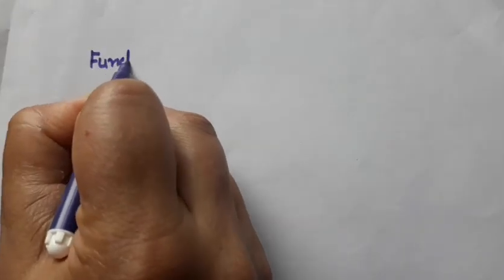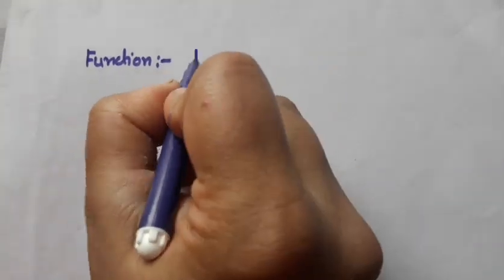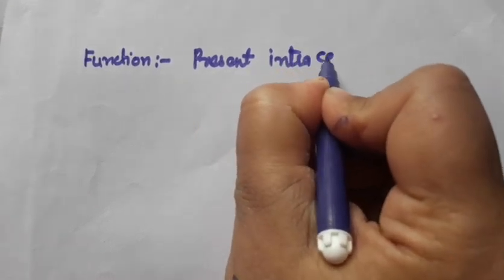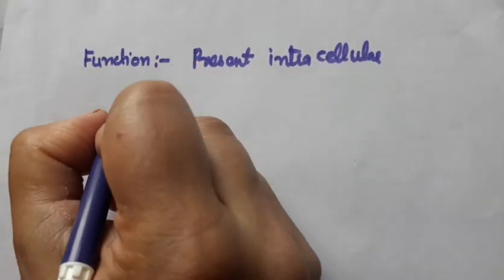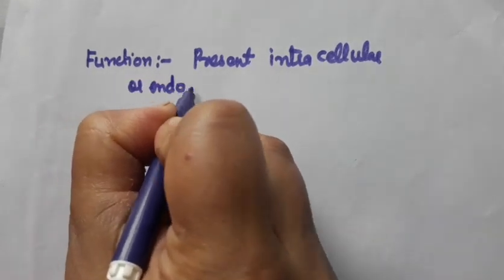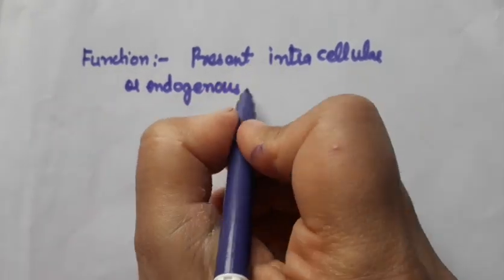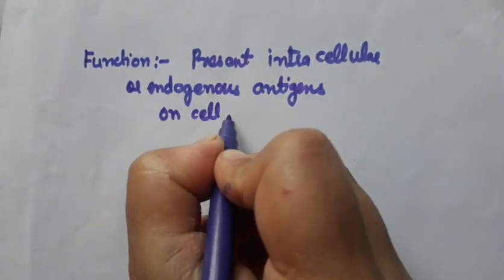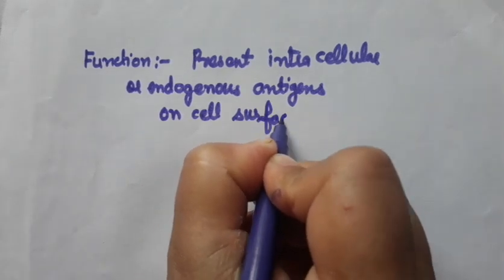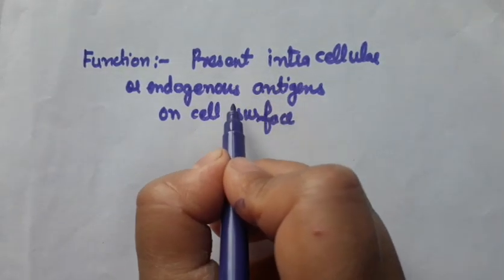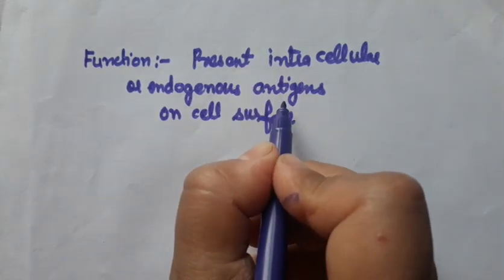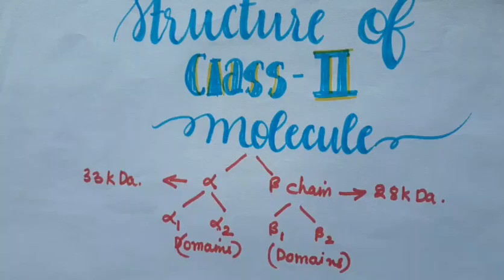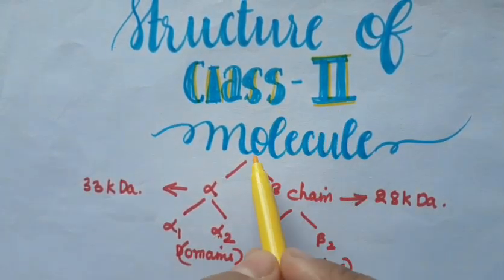Function of class 1 molecule, it presents intracellular or endogenous antigens on cell surface. तो ये एंडोजिनस जो एंटीजन है उनको सेल सरफेस पे लाने का काम करते हैं, so that it can be identified by the T cell. Now the structure of class 2 molecule.